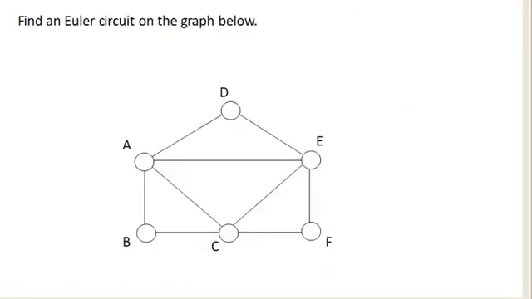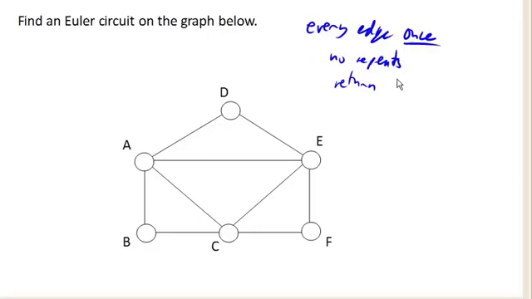So now we want to find an Euler circuit on the graph before. So an Euler circuit is very similar to an Euler path, except that we must return to the same vertex because it is a circuit. So again, the idea is we're going to visit every edge once with no repeats. And this time, because it's a circuit, we need to return to the starting point.